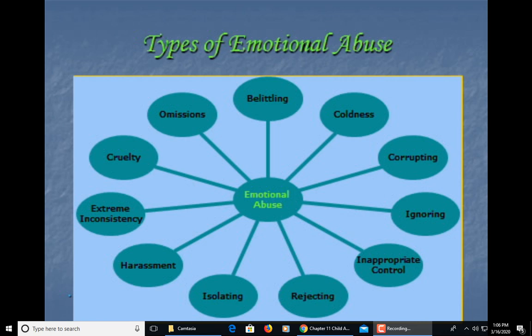The other categories: rejecting, inconsistent treatment, cruelty, belittling. It just amazes me to no end that some people will make fun of their own kids. People can be pretty cruel. And you think of that old saying, "Sticks and stones can break my bones, but names will never hurt me." But names do hurt, especially when those words come from someone that's supposed to love you.